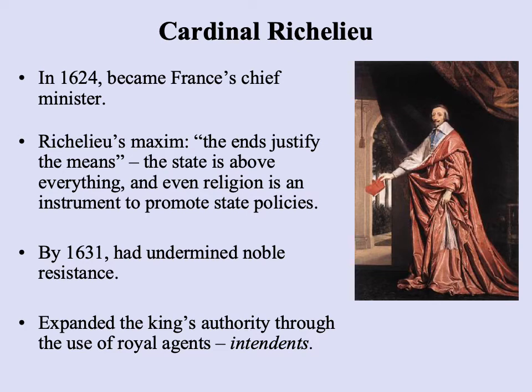For him, the state was above everything, even religion, which for him was first and foremost an instrument to promote state policies and to promote and maintain the authority of the king. And he proves really good at this. By 1631, he had done a lot to undermine noble resistance, even while expanding the king's authority, primarily by continuing to build up the bureaucracy.